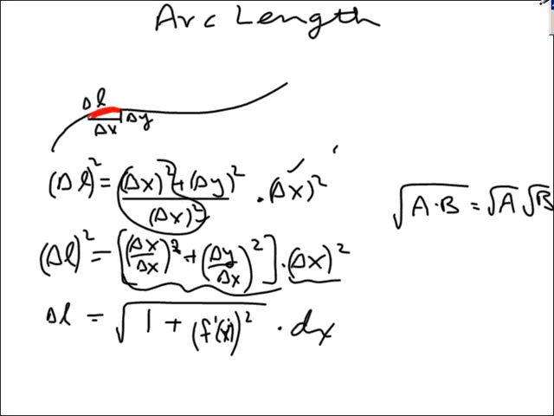And if we add all these delta L's up, we get just L, and we have to integrate. When you add up a lot of pieces, you integrate. And you integrate from a to b. And that's the arc length formula.